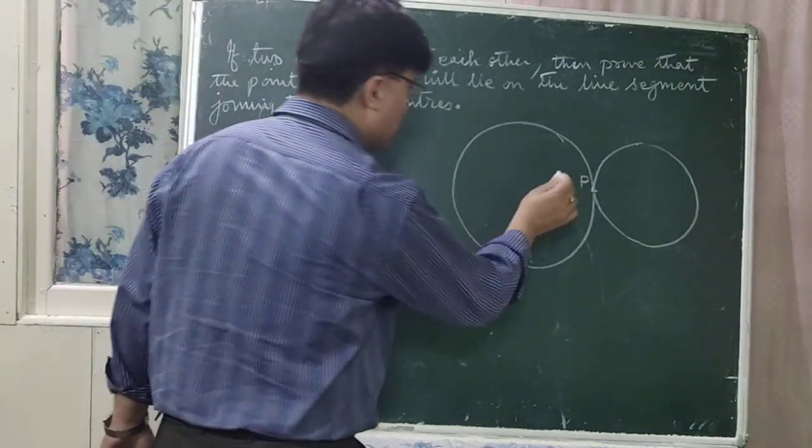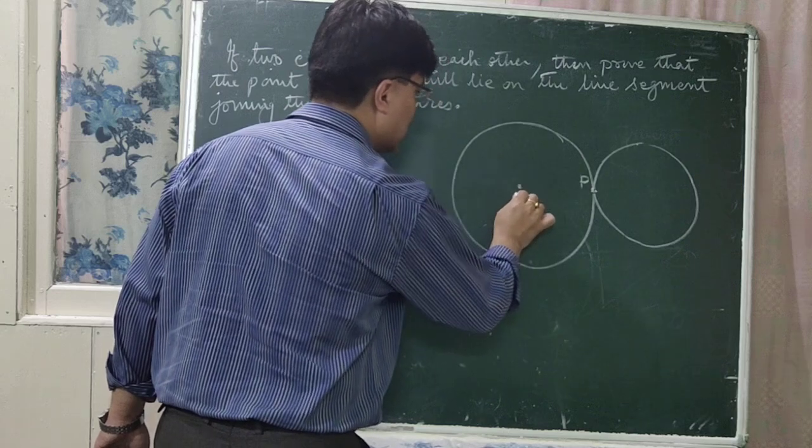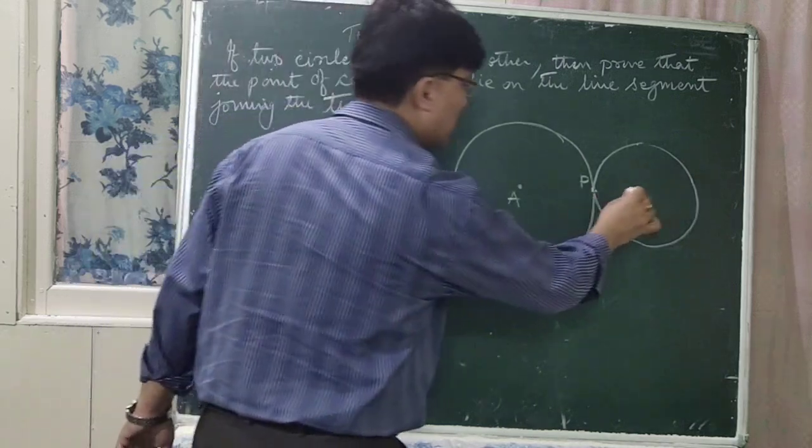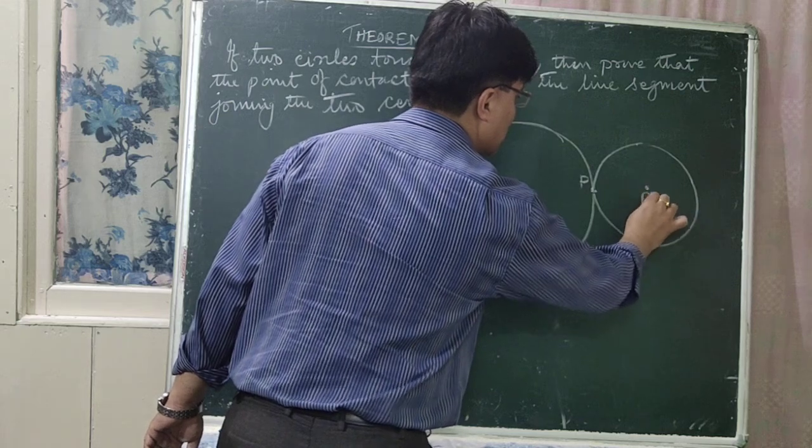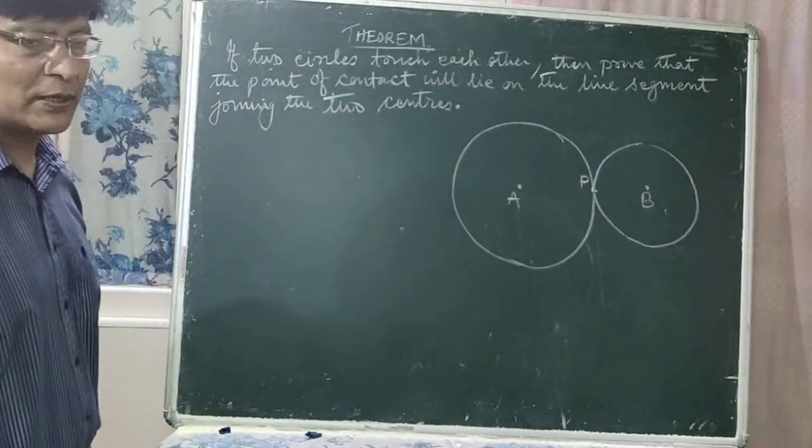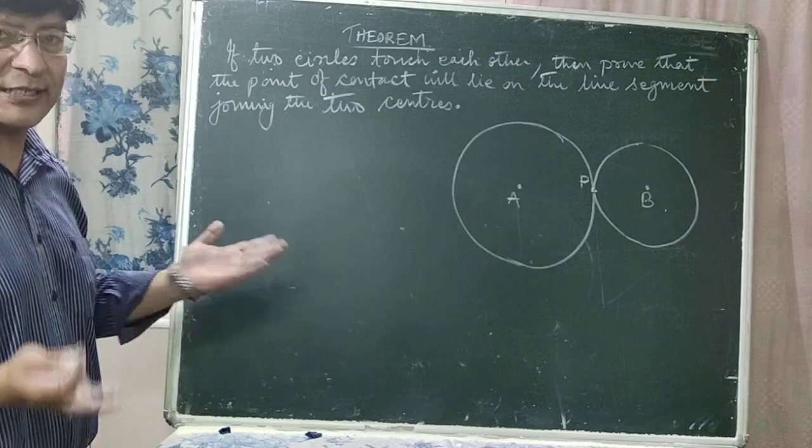Suppose this is the center of the first circle, A. Suppose B is the center of the second circle. So they are touching each other externally.